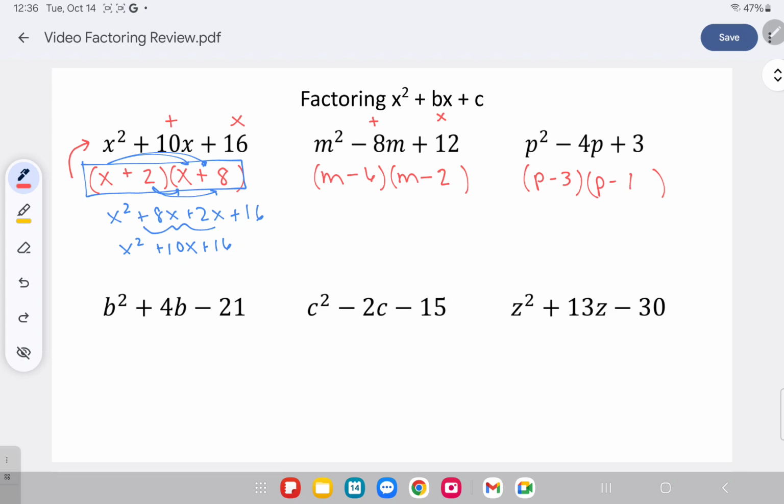Not every quadratic expression will be factorable. They will be in this video, but if you ever run across a quadratic that is not factorable, we just call that prime, as in we cannot factor it any further than what it looks.